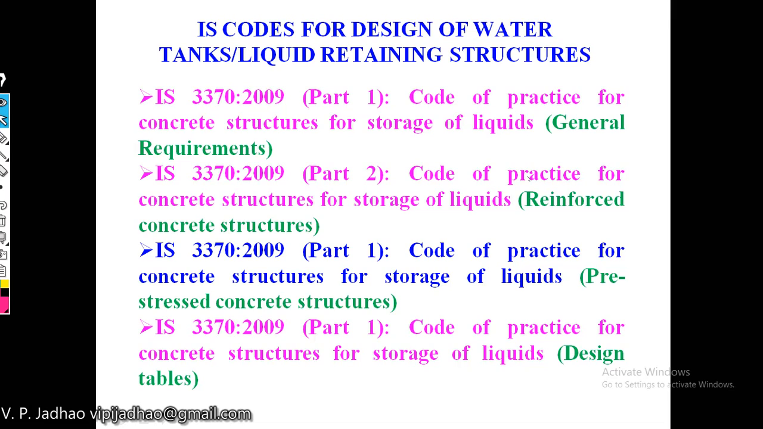Now there are a number of IS codes available for design of water tanks, which are listed as below. The first one is IS 3370:2009 Part 1. It is the code of practice for concrete structures for storage of liquids, general requirement. We have Part 2 of this particular code. Part 2 is for reinforced concrete structure.